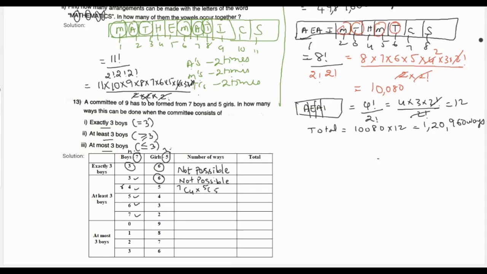Then the next one is 7C5 into 5C4. When you add these two, we should get 9. Then 7C6 into 5C3, so 6 plus 3 is 9. Then it is 7C7 into 6C2. So we need to find the values and write the answer for this.